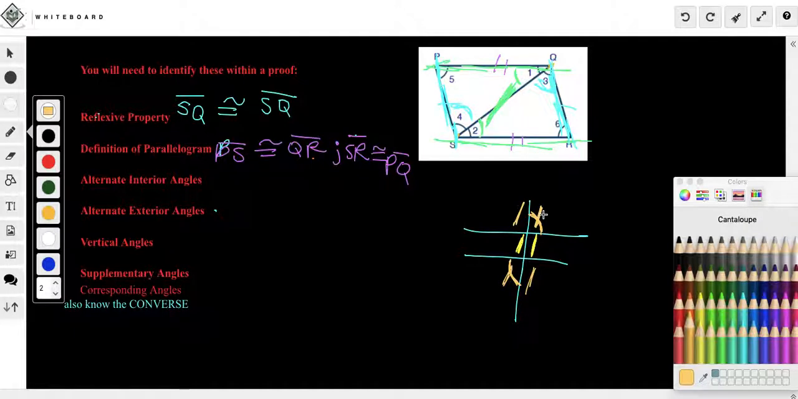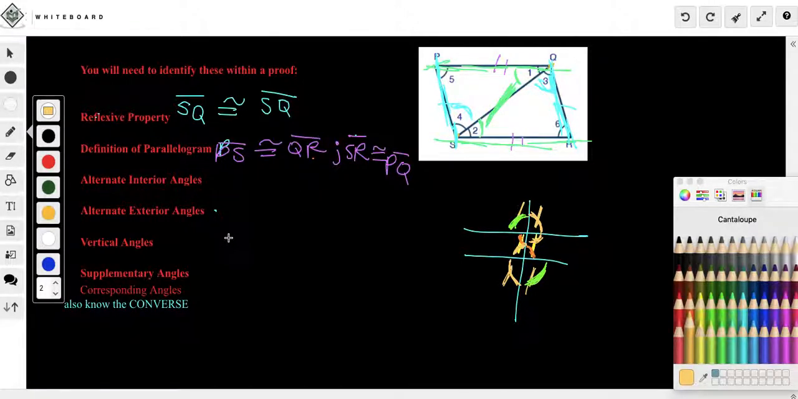So these two would be alternate exterior angles, and these two would be alternate exterior angles. And then of course your alternate interior, same thing goes here. Interior angles, but on different sides of the transversal. And I know those are a little hard to see, but y'all get the idea. So those are both congruent.